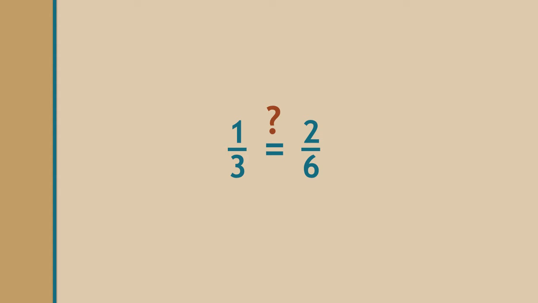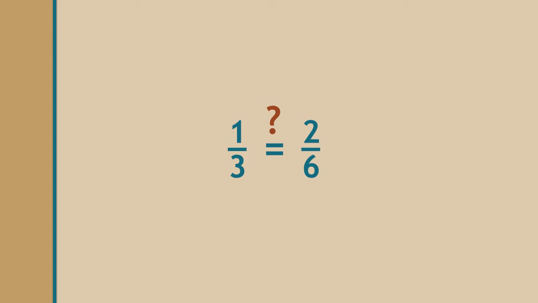Let's begin by looking at these two fractions. These two fractions, 1/3 and 2/6, are examples of what we call equivalent fractions. Now, equivalent means equal to. So 1/3 is equal to 2/6. Now you might be looking at that and going, how can that be true? How can 1/3 be equal to 2/6?